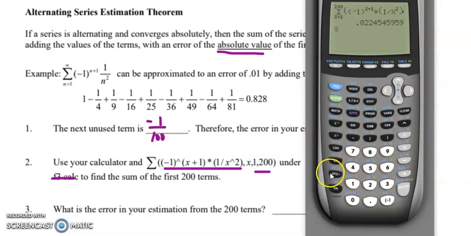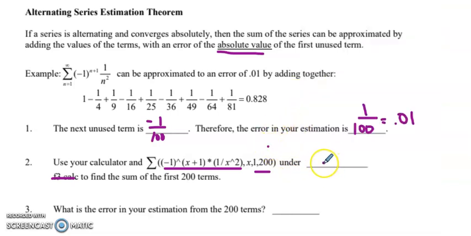And it did not need to think long. It comes back to the approximate sum of 0.822. So 0.822. Oops, I just realized they're asking me to put that down here, 0.822.